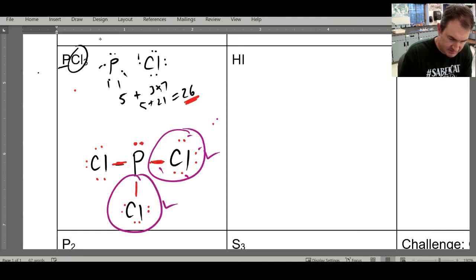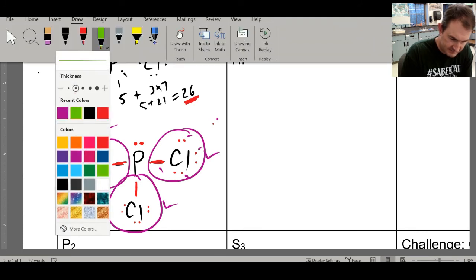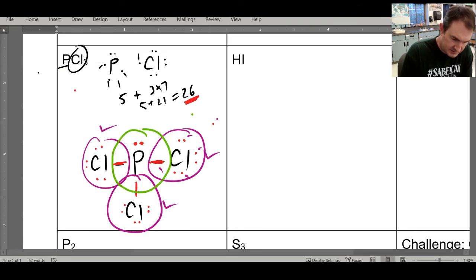This one looks the same. It's good. This one looks good. Phosphorus, I keep doing my colors here because it's kind of fun, even though it's a little obnoxious. Okay, and then we've got 2, 4, 6, 8 for phosphorus.